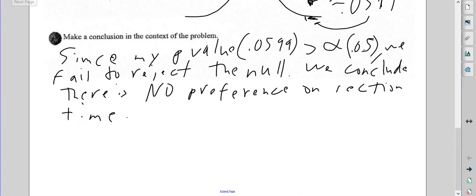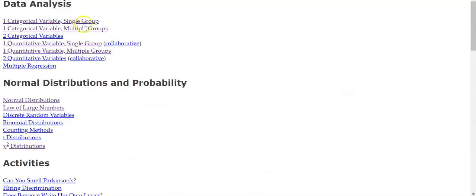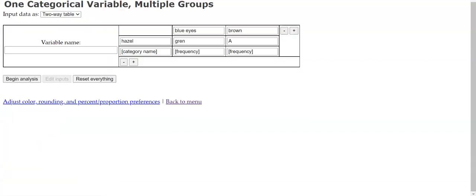All right, for the next one, since it is more applicable to the project, I'm going to actually go through the technology. So we're going to be using the multiple groups. For that last example, we would have used single group, and we would put our stuff in here and let it do all the work and give us all the information. But we're going to be using this one right here, which looks like this.